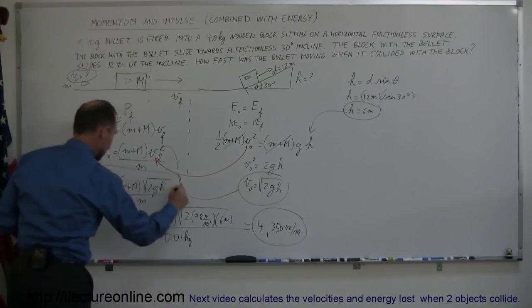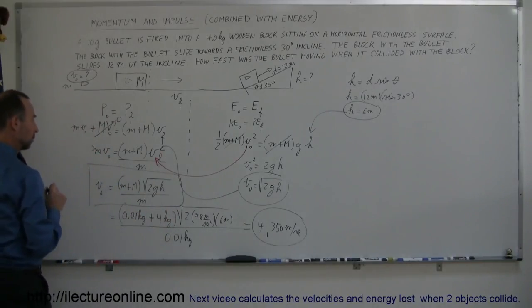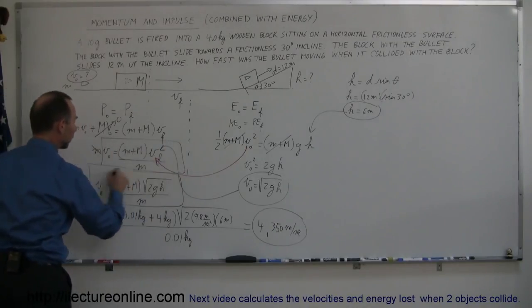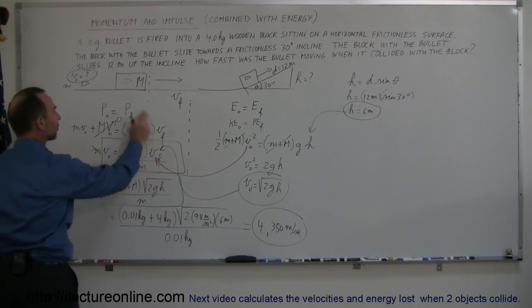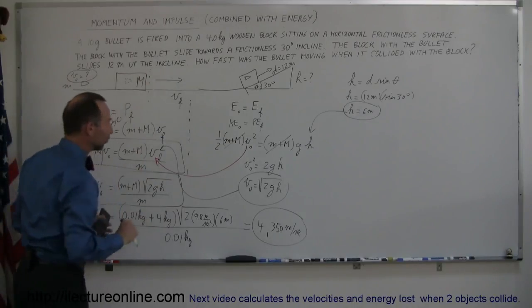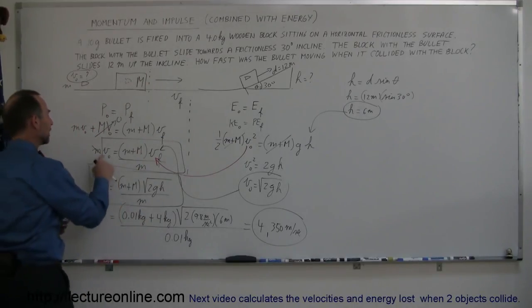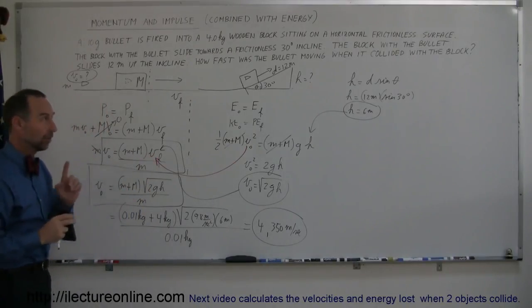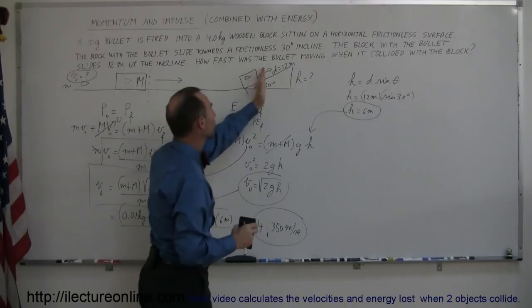I'm a little bit too far ahead. So the initial velocity here of the bullet can be expressed in terms of the final velocity of the block and the bullet after the collision. But since we don't know either the initial velocity of the bullet or the final velocity of the block, we're kind of stuck there. But on the second part of the problem, we get some more hints.